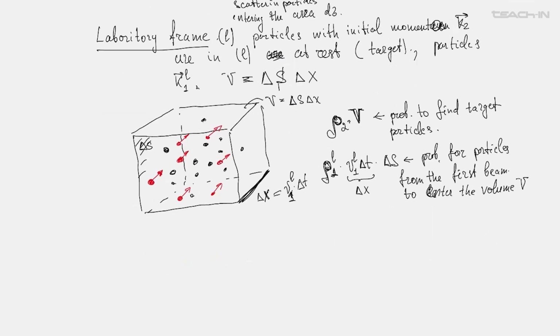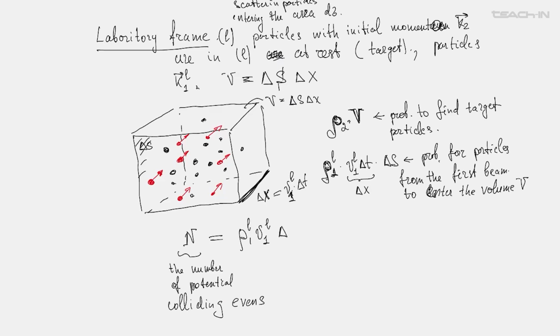And so the number of potential colliding events is then the product of these two probabilities. So ρ1L, V1L, delta S delta T, multiplied by ρ2 multiplied by V. So ρ2 is the density of particles of the second beam in the rest frame, the frame where these particles constitute a target and do not move.